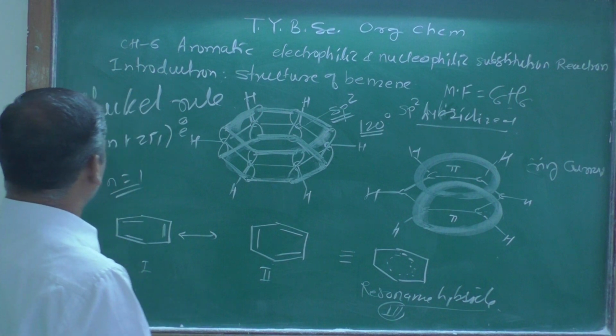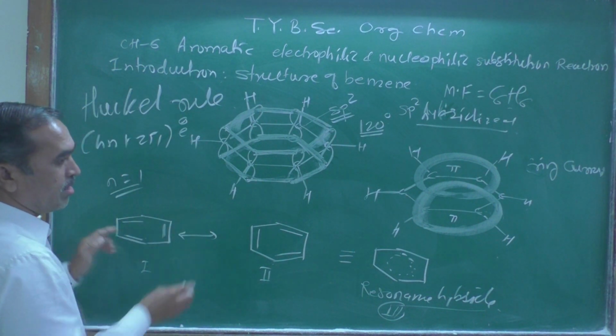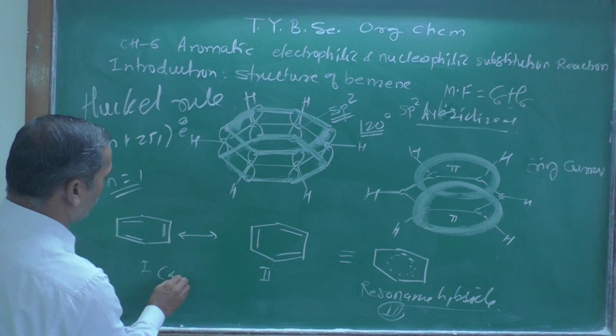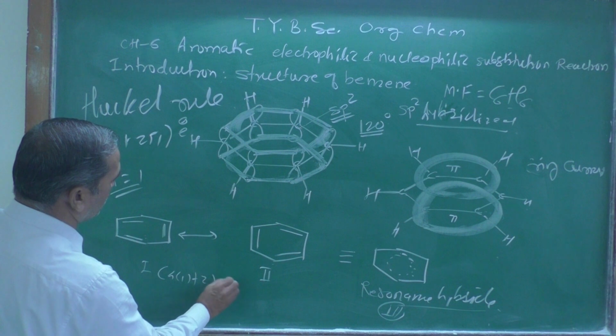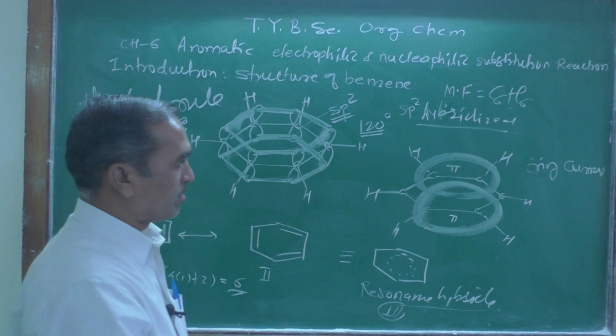If you put n equal to 1 here, how many pi electrons are you going to get? 4 into 1 plus 2 is equal to 6 electrons. This means benzene is an aromatic compound.